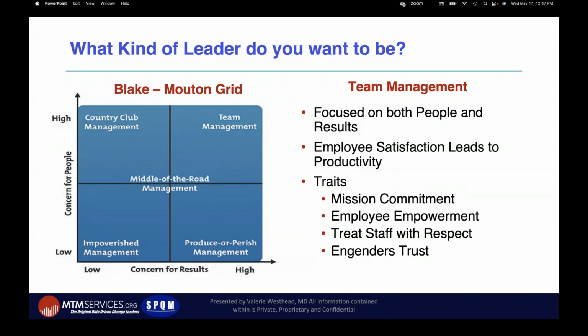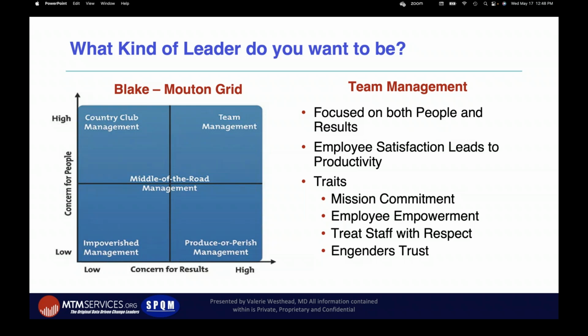That's not why I came on board. So it is not about the produce or perish management style where we are only thinking about the data. It's important that we find a way to bring those pieces together. You want to be obviously in that upper right-hand quadrant that's labeled team management.